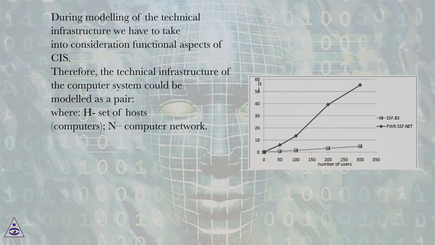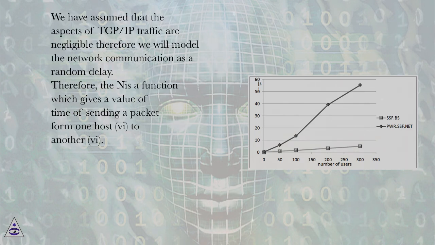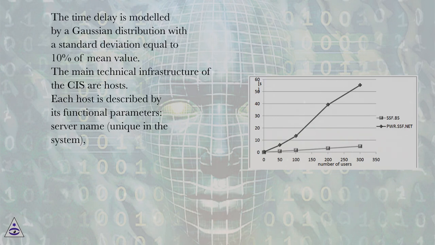During modeling of the technical infrastructure, we have to take into consideration functional aspects of SIS. Therefore, the technical infrastructure of the computer system could be modeled as a pair, where H is the set of hosts, computers in the computer network. We have assumed that the aspects of TCP/IP traffic are negligible, therefore we will model the network communication as a random delay. Therefore, the delay function gives a value of time of sending a packet from one host, vi, to another, vj. The time delay is modeled by a Gaussian distribution with a standard deviation equal to 10% of the mean value.